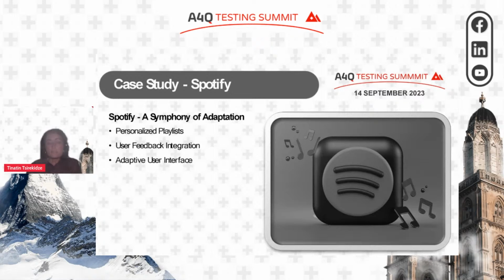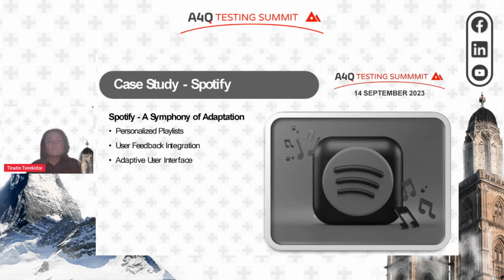So, what happens as a result of these strategies? Spotify's adaptive approach revolutionized music streaming. Their personalized playlists got more users engaged, with millions discovering new music they loved. The feedback loop helped them quickly fix mistakes and refine their recommendations. The adaptive interface made using the application easy and intuitive.